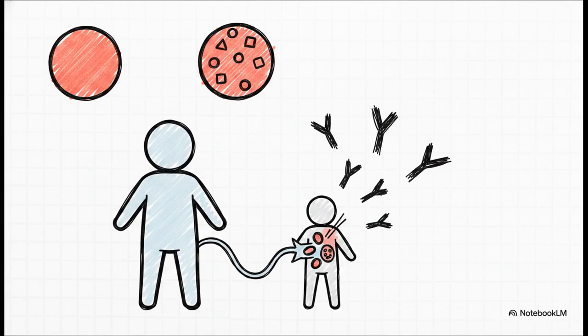In a future pregnancy, those antibodies can actually cross the placenta and destroy the new fetus's red blood cells, which is a fatal condition called erythroblastosis fetalis. This is exactly why doctors administer RhoGAM, to prevent that maternal sensitization from happening in the first place.